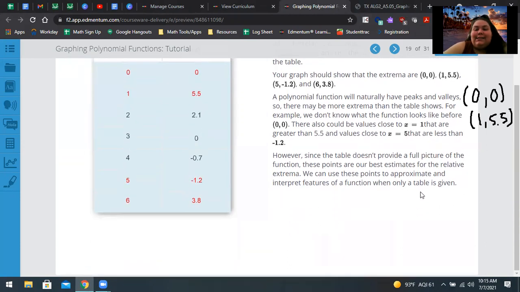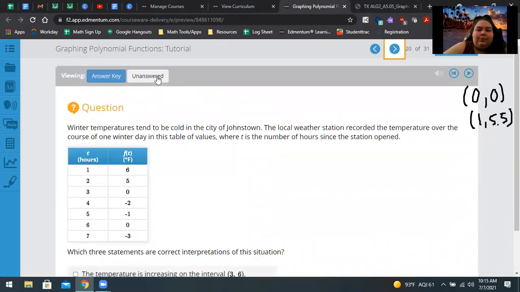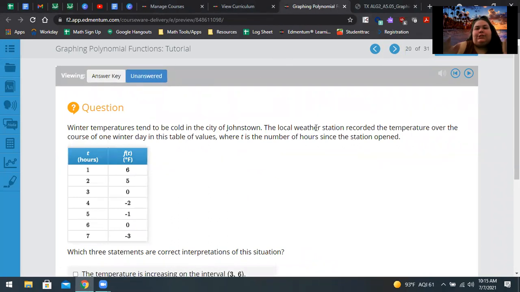However, since the table does not provide a full picture of the function, these points are the best estimates for the relative extrema. We can use these points to approximate and interpret features of the function when only a table is given. With a table, we're actually pretty limited. We're stuck with whatever they give us, and we can't see beyond that. You can even say that we're limited.